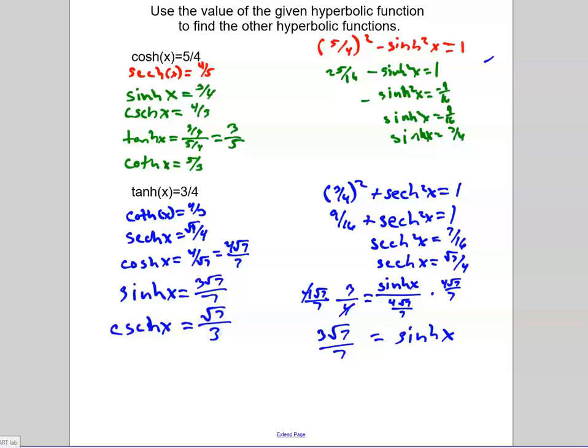All right, that is it for this intro to hyperbolic functions.